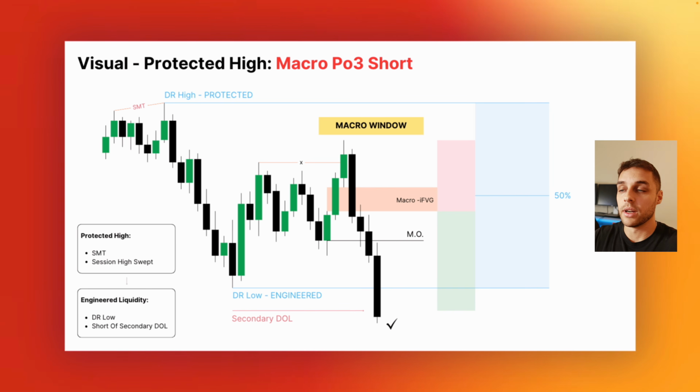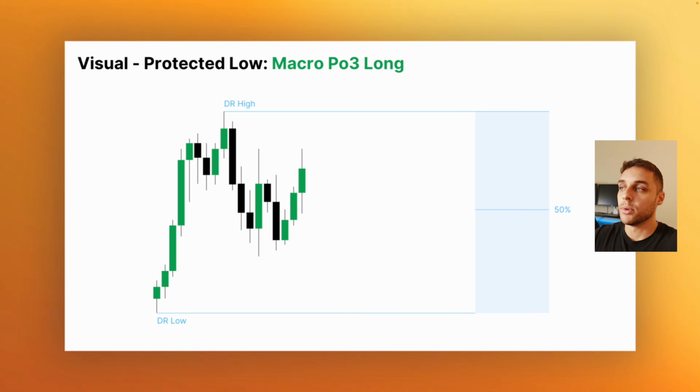We just have to lay the framework here. Let's go to our next example and talk about a protected low for a macro power of 3 long setup.